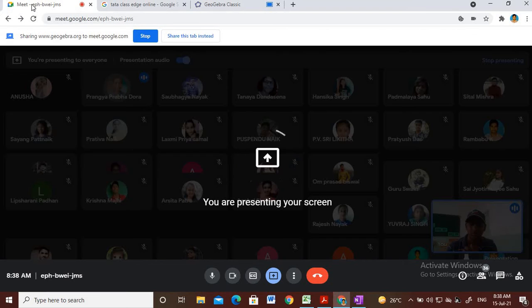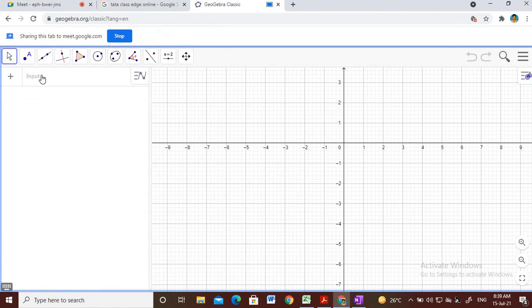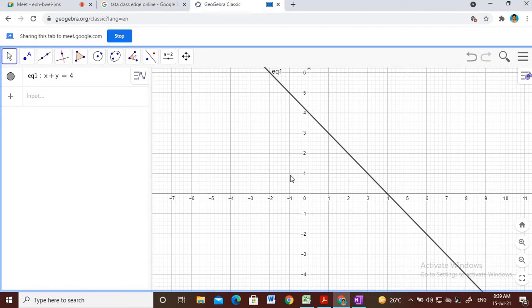Yes. See, is it visible to you, GeoGebra? Yes, sir. Okay. First let us take that equation. For example, directly I will take the equation. After that, we will see the solutions. What is that equation? x plus y is equal to 4. See, this is the equation, students. x plus y is equal to 4.